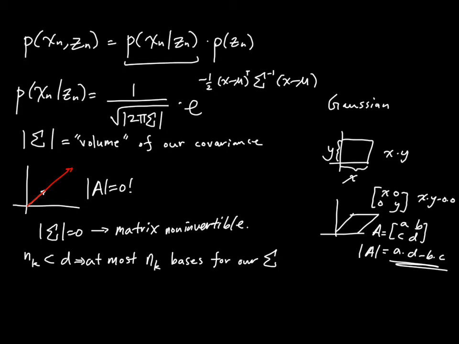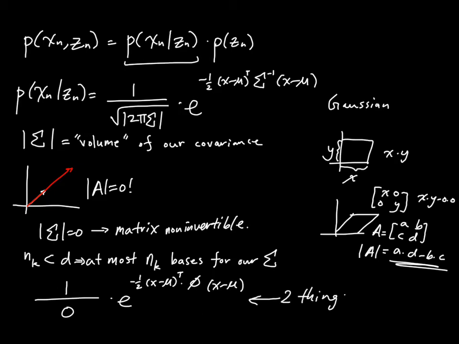Then what do we have here? We have 1 over 0 times e to the negative 1/2 (x minus mu) transpose times something that's illegal because we can't take its inverse, times (x minus mu). So two things are already wrong, and that completely breaks our algorithm, because we divide by 0 and also can't invert.